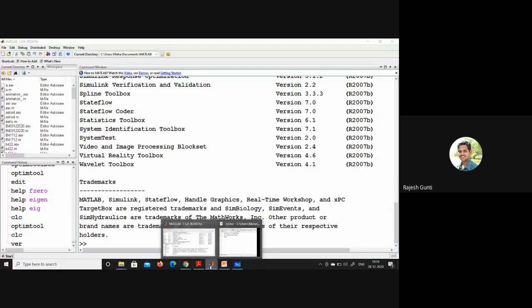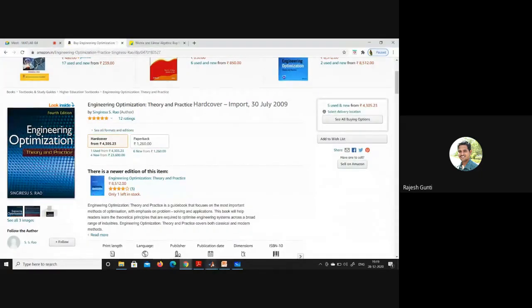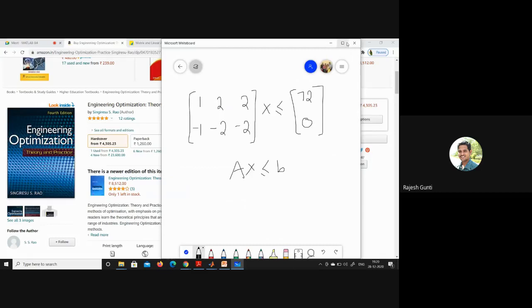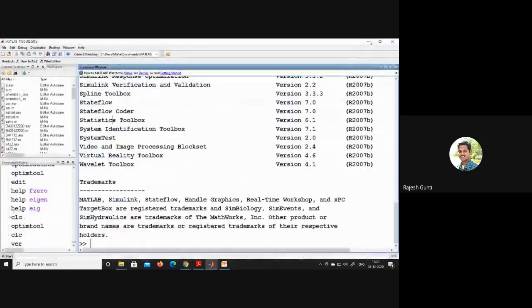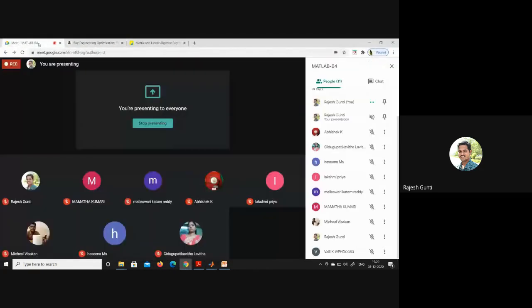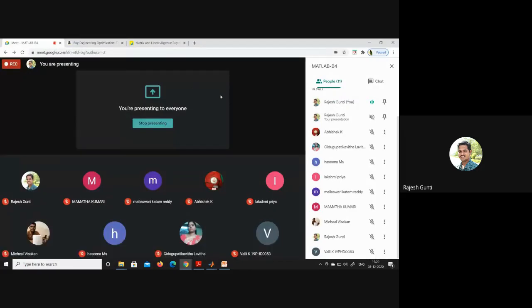So if you are interested, open the toolbox, open the help button and try to solve the problems. Definitely, you have to practice. That is one other thing. That practice will help you a lot, no doubt. This is about the optimization toolbox. If you have any optimization problem, give it to me. I will solve.